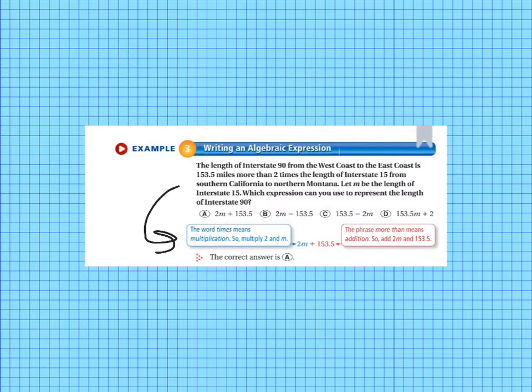And then it says the phrase more than means addition. So 2M and 153.5, we're adding those because it says it's 153.5 more than, so think plus, and 2 times, so think multiplication. I'm just going to write those big signs right there in our problem. And so we're taking the length of Interstate 15, which is M, I assume that's for miles, multiplying it by 2, and adding 153.5 to find the length of Interstate 90. And so the correct answer is A.